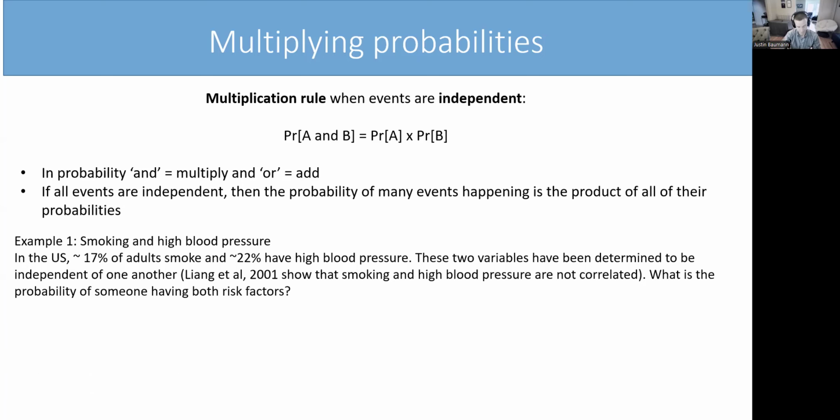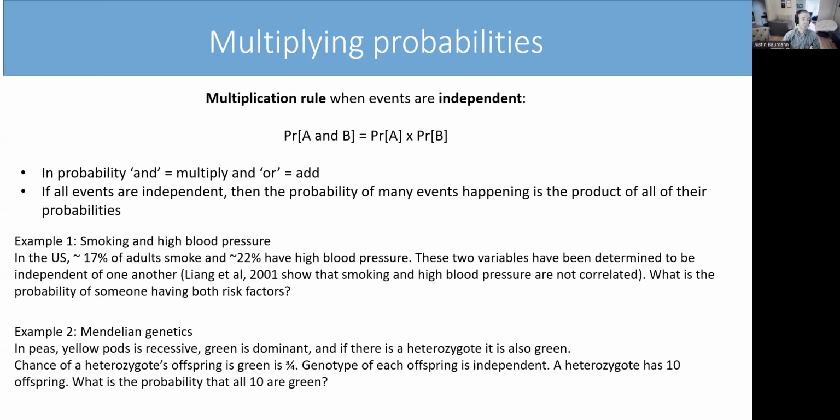I didn't even give you the math. 0.17 times 0.22. And you'd end up with the probability of having both is 0.0374 or 3.74%. That's pretty low. Here's another example that maybe is more your speed if you're into genetics.